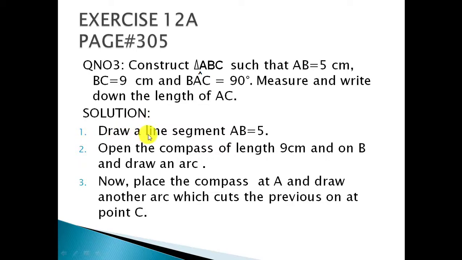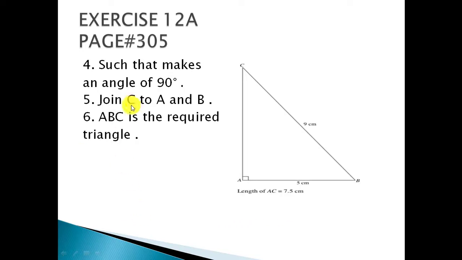First part, draw a line segment AB equal to 5. Simple. Now we have a point 2. Open the compass to a length of 9 centimeter and, on B, draw an arc. Okay, now we have a third point. Now place the compass at A and draw another arc which cuts the previous one at point C, such that it makes an angle of 90 degree. Part 5th, join C to A and B.